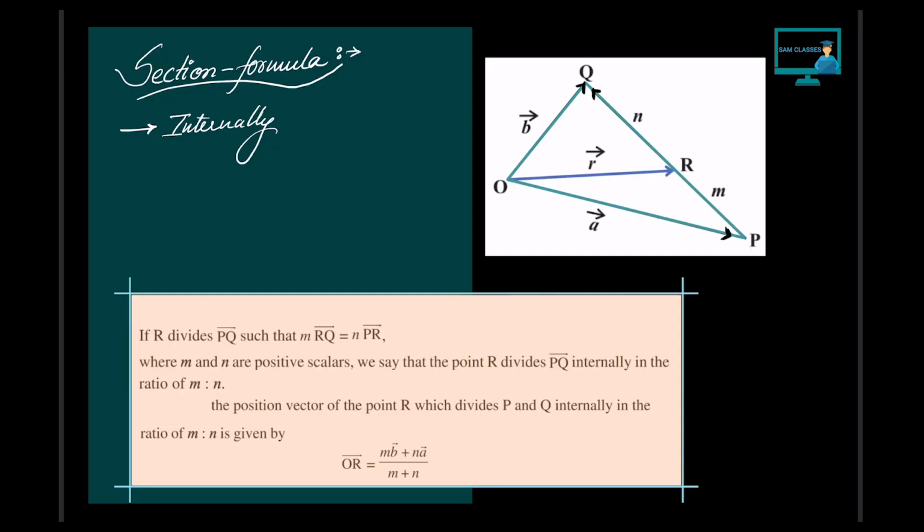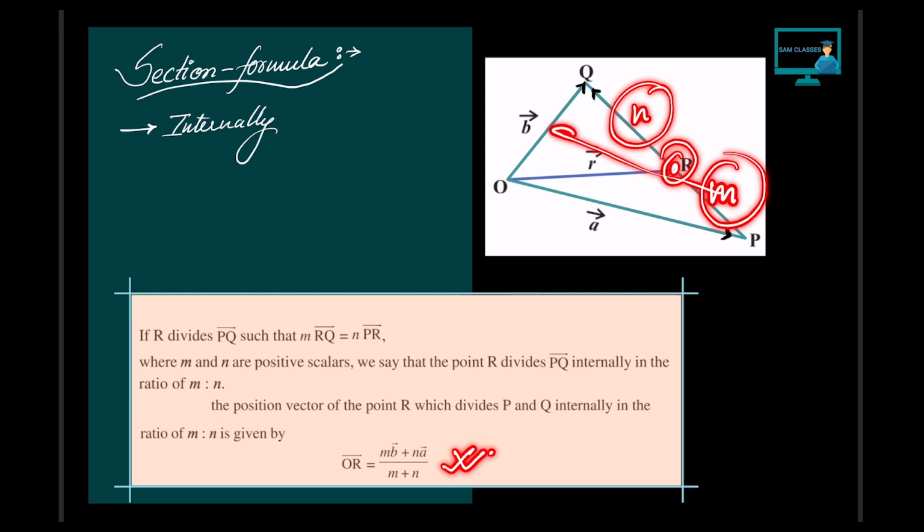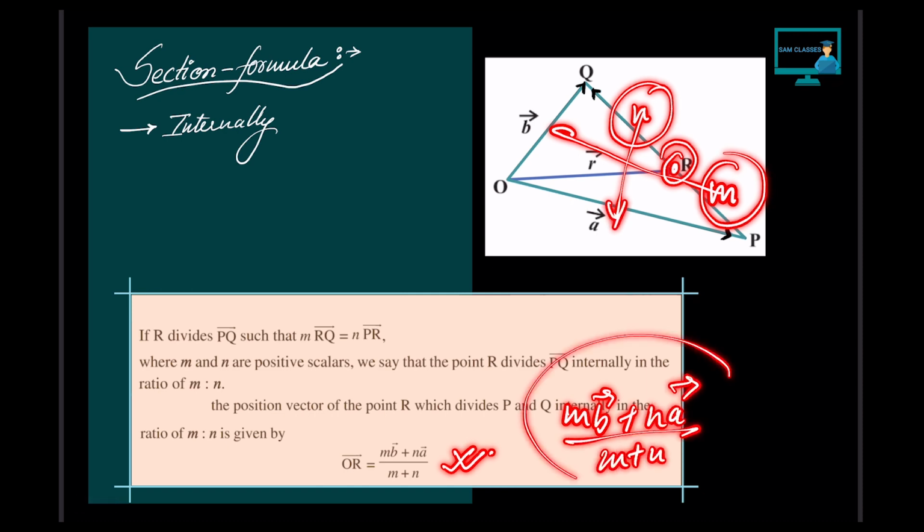Clear? Now let's talk about section formula. We have just given you a bit of theory to understand what it is and the formula that we'll be using. So we have a PQ vector, and this R vector is dividing it in the ratio of m is to n. In that case, what will be the position vector R? That is given by the formula. What do you do? Cross multiply: m b vector plus n a vector, divided by m plus n. That's it. And this is for internal division.